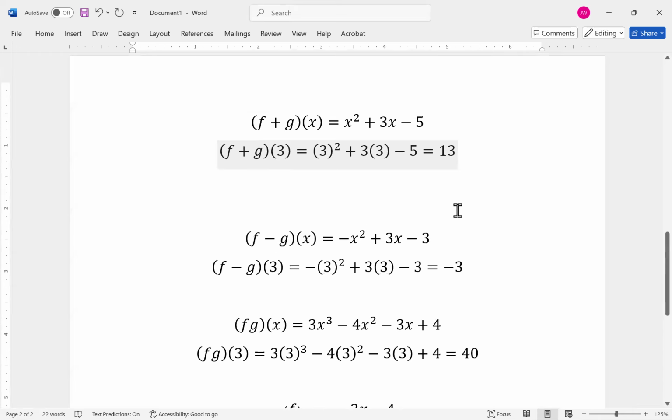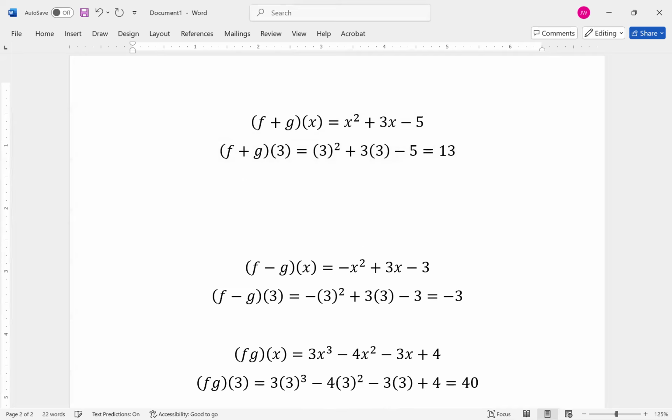Now, in each of these, I used the previous work. You could have also done this another way. The other way you could have done this is just plug in 3 into the original function f and plug in 3 into the original function g, and then add up the outputs. Remember, that's all you're doing here: f plus g is just adding the outputs up.